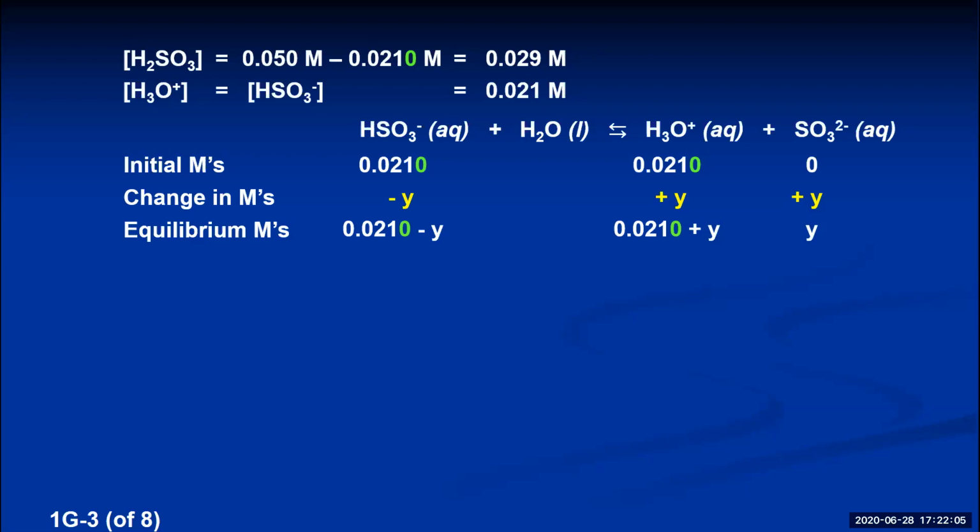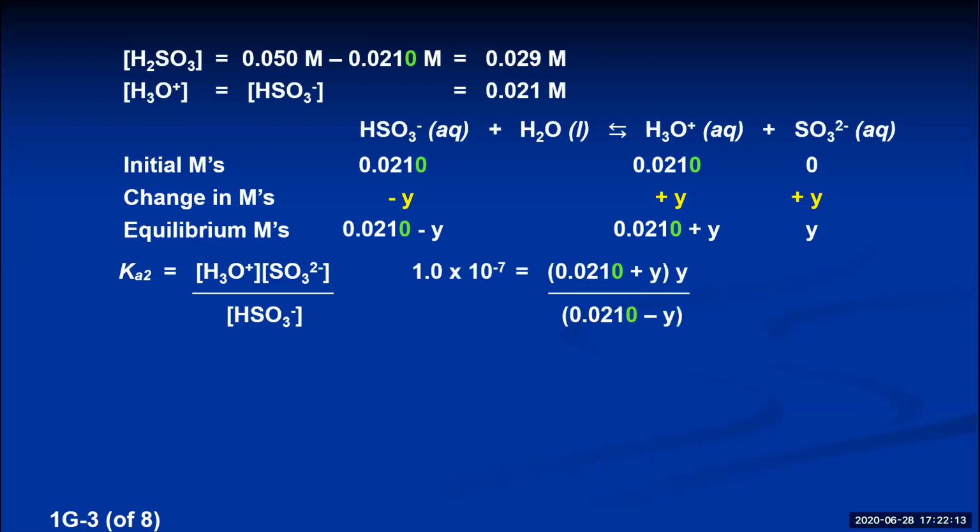The equilibrium constant expression will equal the Ka2 for sulfurous acid, hydroniums times sulfite over bisulfite, and we can plug in the equilibrium values as well as the Ka2, which comes from handout 3. In this problem, the plus Y's and the minus Y's can be assumed to be really small. We'll ignore those, and that will allow the 0.021 on the top and the bottom to cancel out. So this just simplifies to Y equals 1.0 times 10 to the minus 7th.